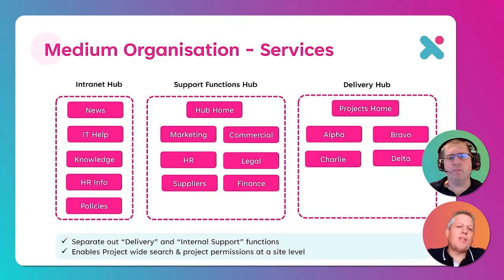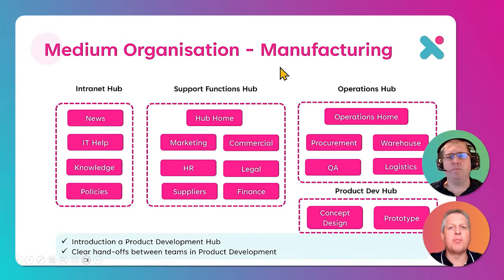Okay, that makes sense. So that's the services side, Ben. Let's move on to the other side, which is manufacturing. This is based on some real cases that you've worked on in terms of engagements, and you've created what we call product development hubs. So how does that change things? And also we've got this operations hub. So we've moved away from projects and we're talking about procurement and QA, for example.